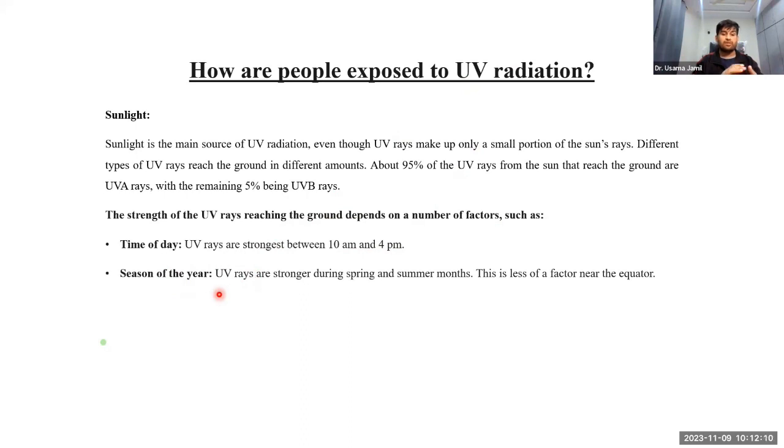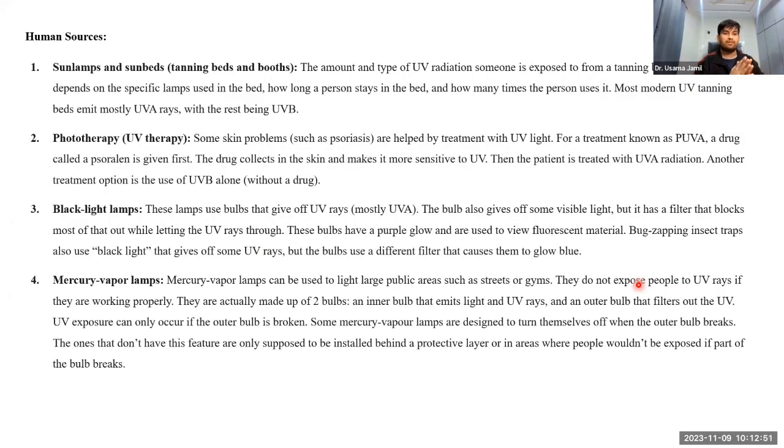Then the season of the year. There are two fluctuations mainly. UV index changes with respect to time and with respect to the season of the year. As I said, it is maximum between 10 a.m. to 4 p.m. If we talk about the seasons, UV rays are stronger during spring and summer. This is less of a factor near the equator. Those areas near the equator are kind of exceptional areas where the UV index is maximum as compared to other areas. So it is potentially very harmful for human health.